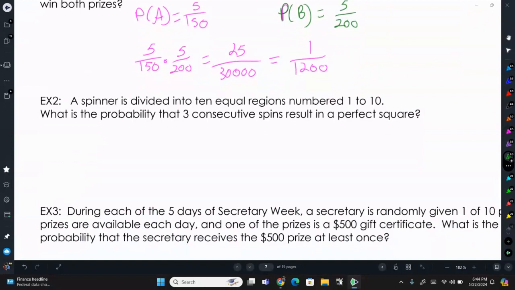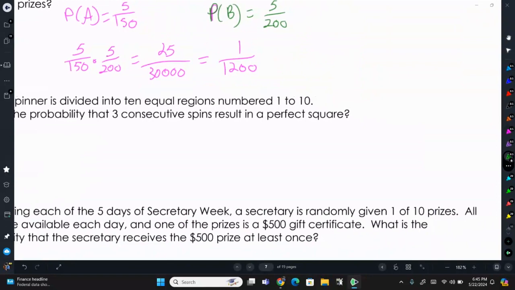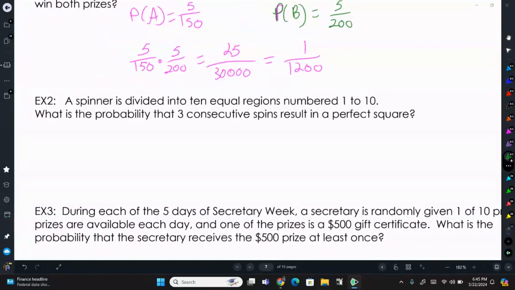Now, example 2: a spinner is divided into 10 equal regions, numbers 1 through 10. What is the probability that 3 consecutive spins result in a perfect square? So first we've got to find the probability of a perfect square. So between the numbers 1 and 10, how many perfect squares do we have? We have 1, 4, and 9. So it's 3 out of 10 to land on a perfect square on any spin.